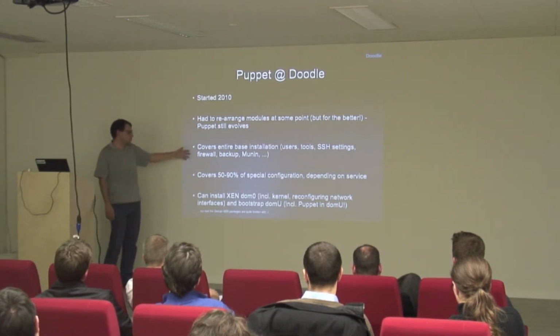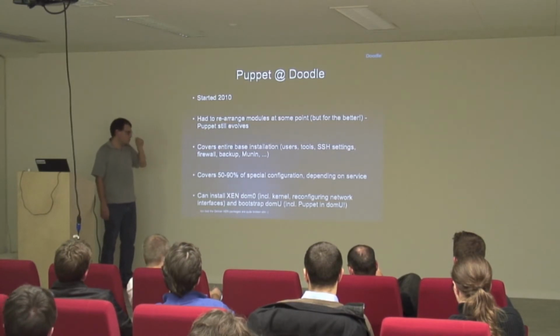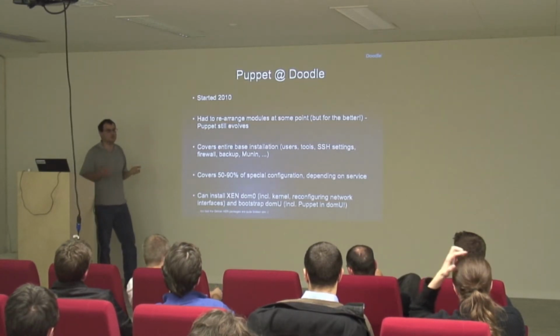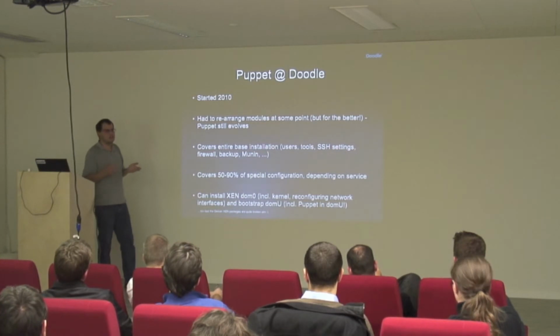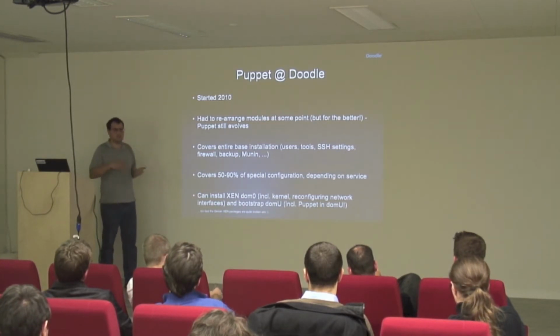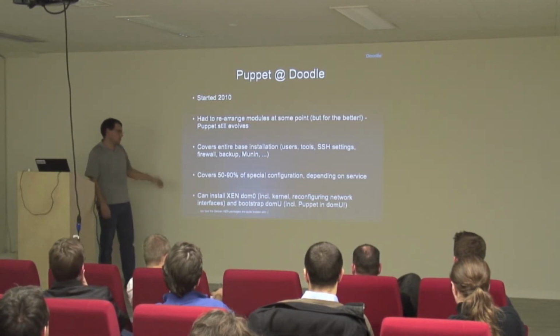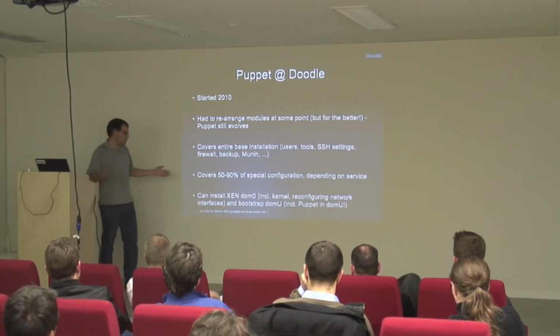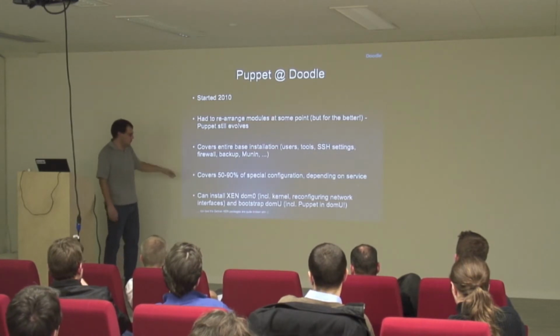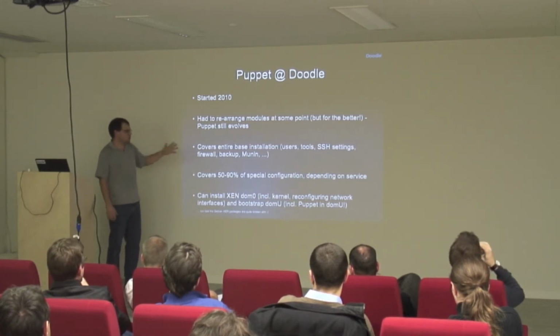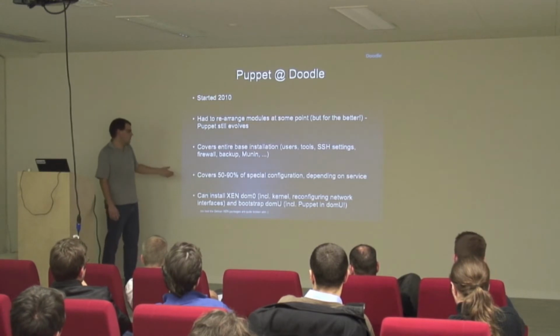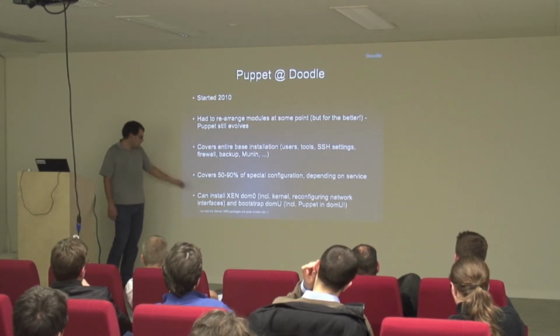Yeah. As I said, we cover more or less the entire base installation. One of the nice features is that the firewall, well, the iptables configuration is sort of modularized. So if you install Apache, it will automatically enable Apache in iptables. And for the more specific services like MySQL and Apache and MongoDB, like 50 to 90% of our configuration is covered by Puppet.